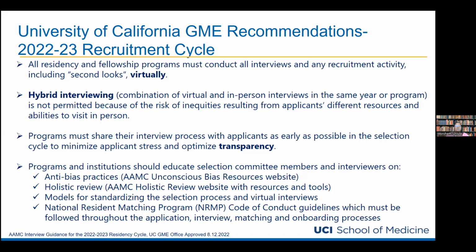And then another recommendation, of course, is to refer to anti-bias practices through the AAMC. There's a wonderful website that has information on unconscious bias resources. We'll talk about a few others as well before we wrap up. The holistic review model that we've talked about is also available on the AAMC, the EAC model. And then, of course, referring to the NRMP Code of Conduct Guidelines, which should be followed through the application, interview, matching and onboarding process.